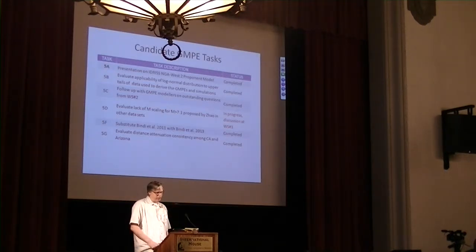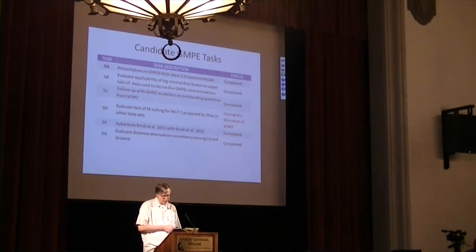The candidate GMPE task. We had pieces that had not been done previously. The Idriss model has now been presented and discussed with Idriss. The evaluation of the upper tail of his distribution was discussed, but the model is not yet complete, so we should have a final model to be built. We had a whole set of outstanding issues with the GMPE developers that were identified at Workshop 2. Bob Youngs will run through all of that for you after me, and that suite of responses.